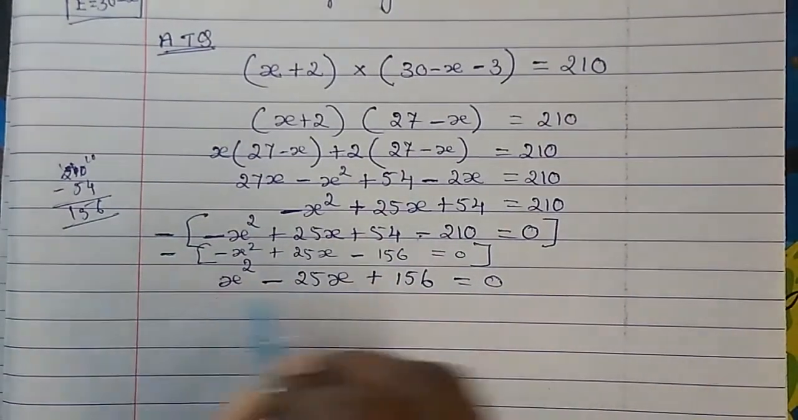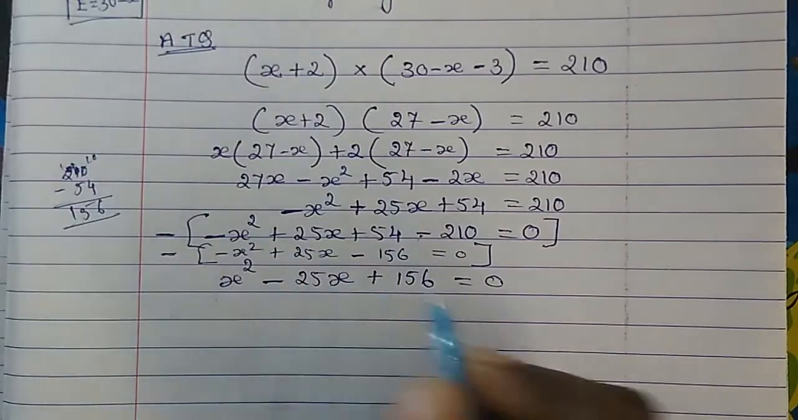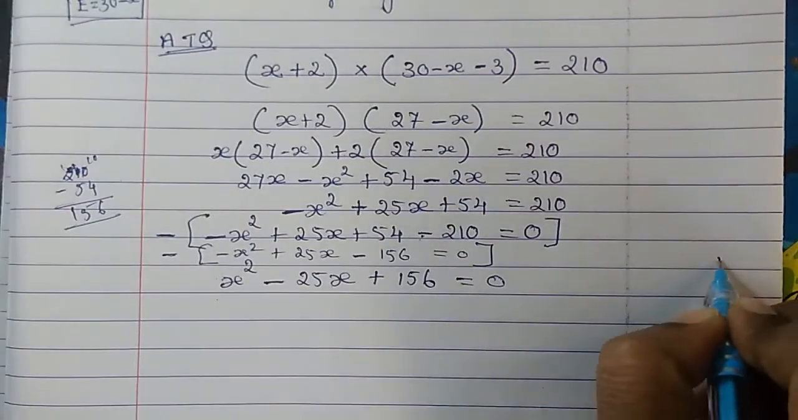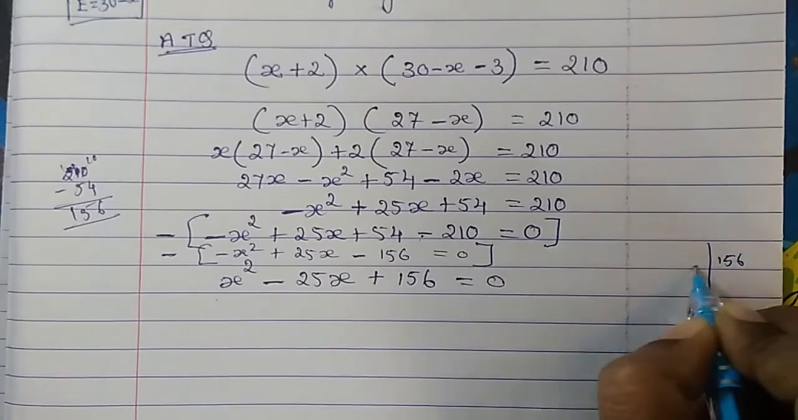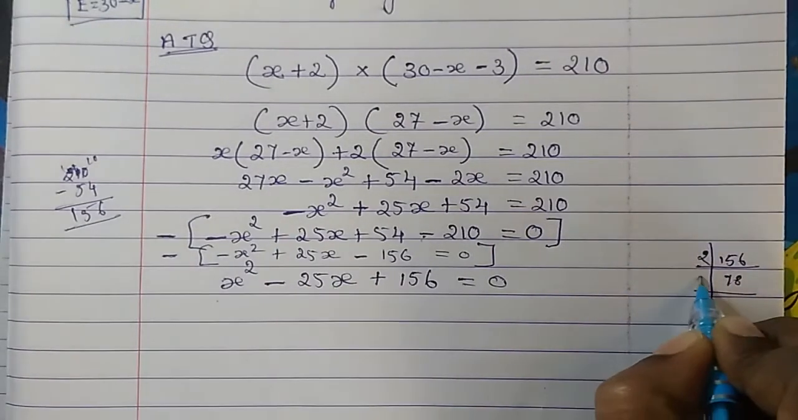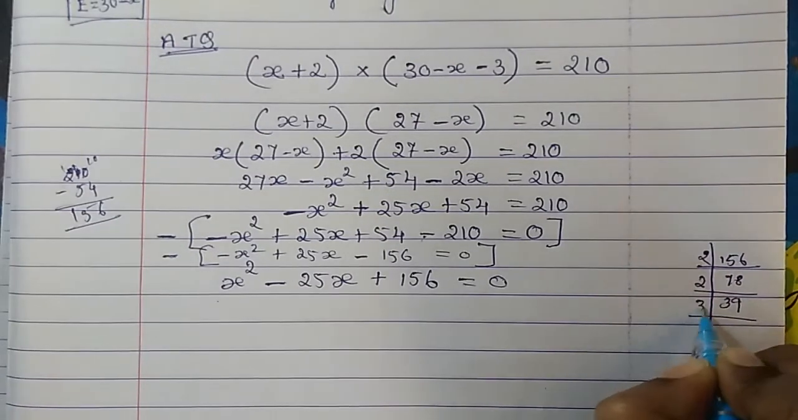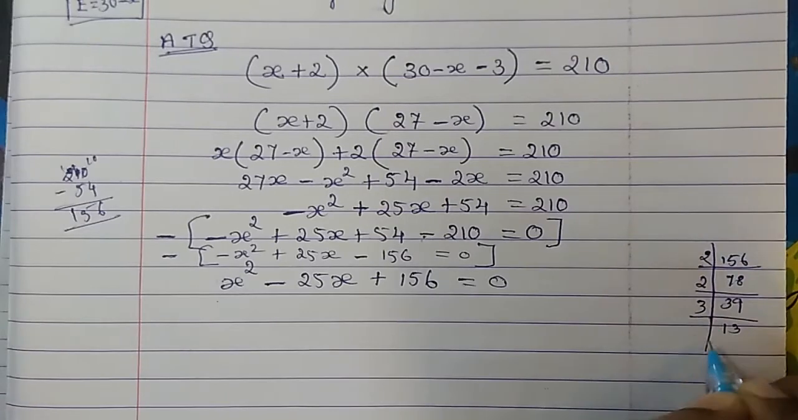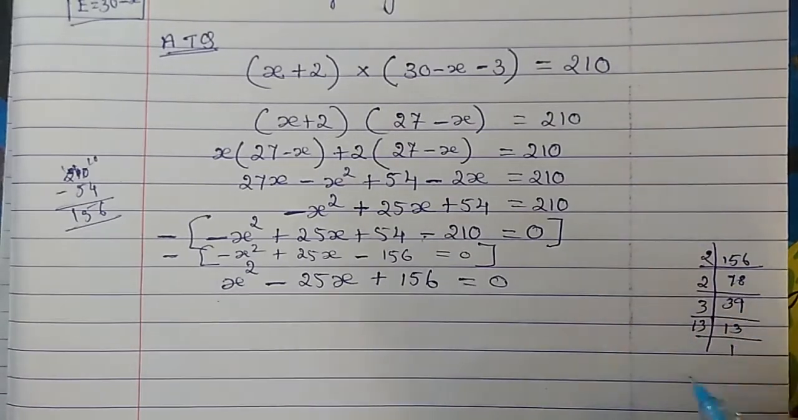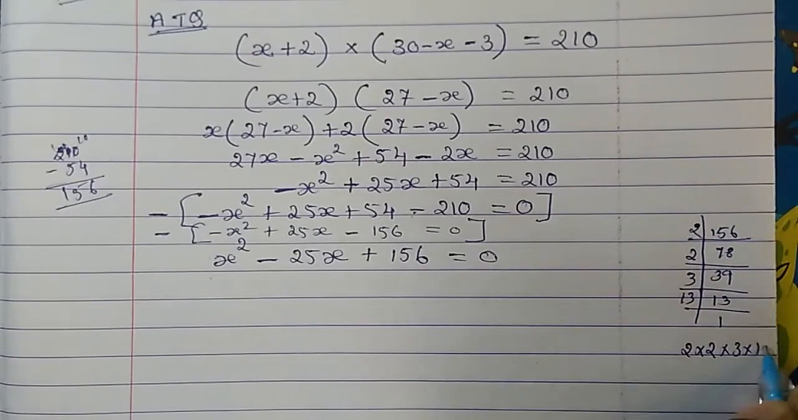So first what we have to do, first term and the last term we have to multiply. First term is 1, 1 into 156, 156. So let us factorize this. With 2, if we factorize, 78, then with the 2 comes 39, then 3 one time, 3 13s are 39, 13. So these are the factors we have, that is 2 into 2 into 3 into 13.